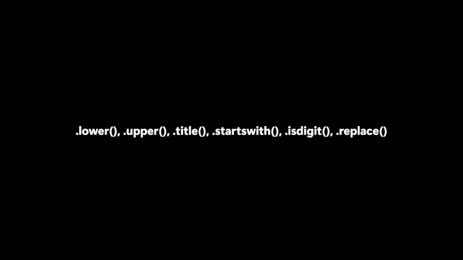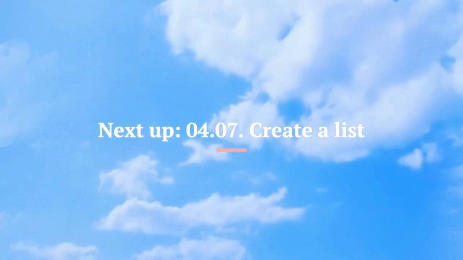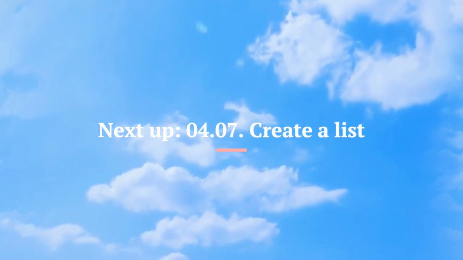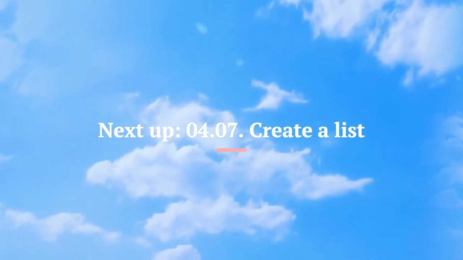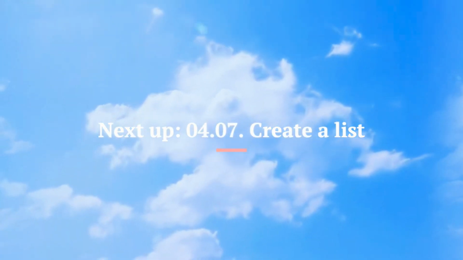To summarize, these string methods give you powerful, concise tools for common text tasks, from formatting usernames to validating file types. Always remember that they return a new string, they do not modify the original. That wraps up our study of the string sequence type. Next, we move on to the second and arguably most versatile sequence type in Python, the list. Join me in Lecture 4.7. Create a list. See you there.